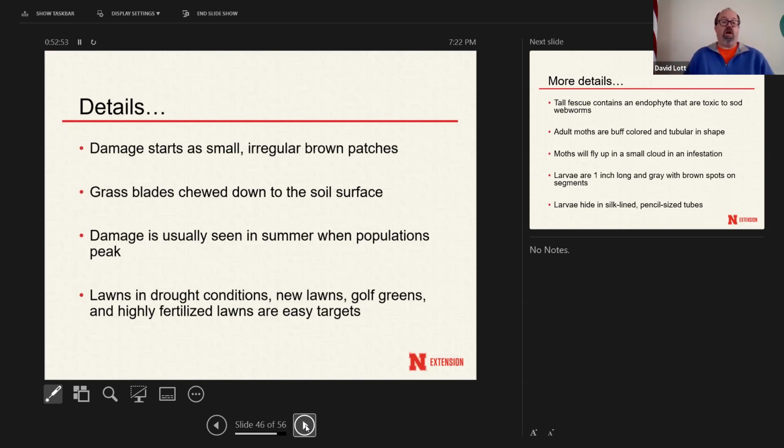The lawns that are usually most susceptible are ones that are drought stressed, ones that are new and establishing themselves, and golf courses that are highly fertilized. Highly fertilized lawns are big targets. So anything that's new and establishing itself, anything that's overfed, which we hear about in a number of lawns, and then the ones in drought stress. So it doesn't pay to over fertilize for multiple reasons, but also in this case.